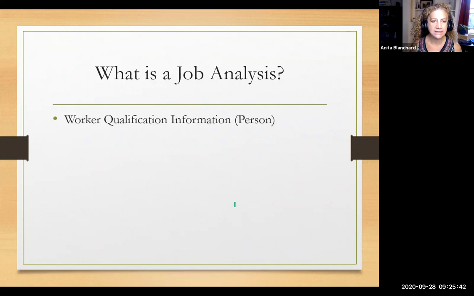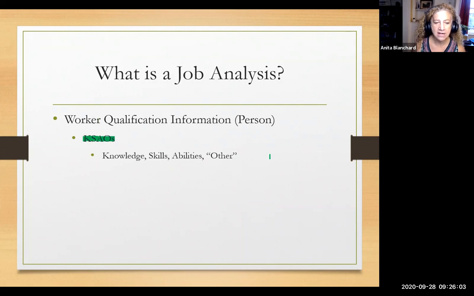Now, when we focus on the worker, the person information, that's when we start talking about something you're going to see, and might have already seen: the KSAOs, the knowledge, skills, abilities, and other characteristics that our person needs to have. This is definitely one of the acronyms IO psychology has. You would be expected to know from now on that KSAOs are knowledge, skills, abilities, and others. Sometimes there's a little bit of overlap between skills and abilities.